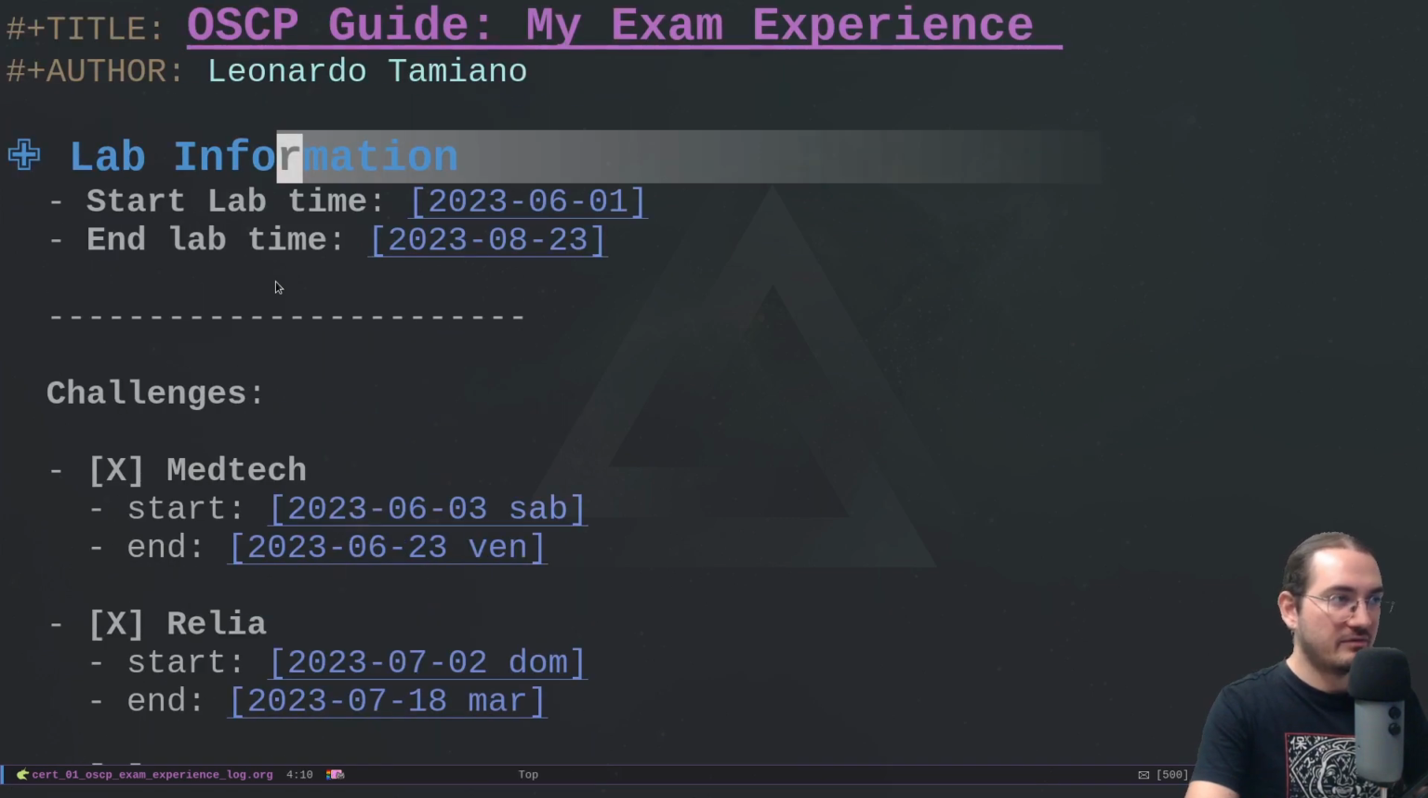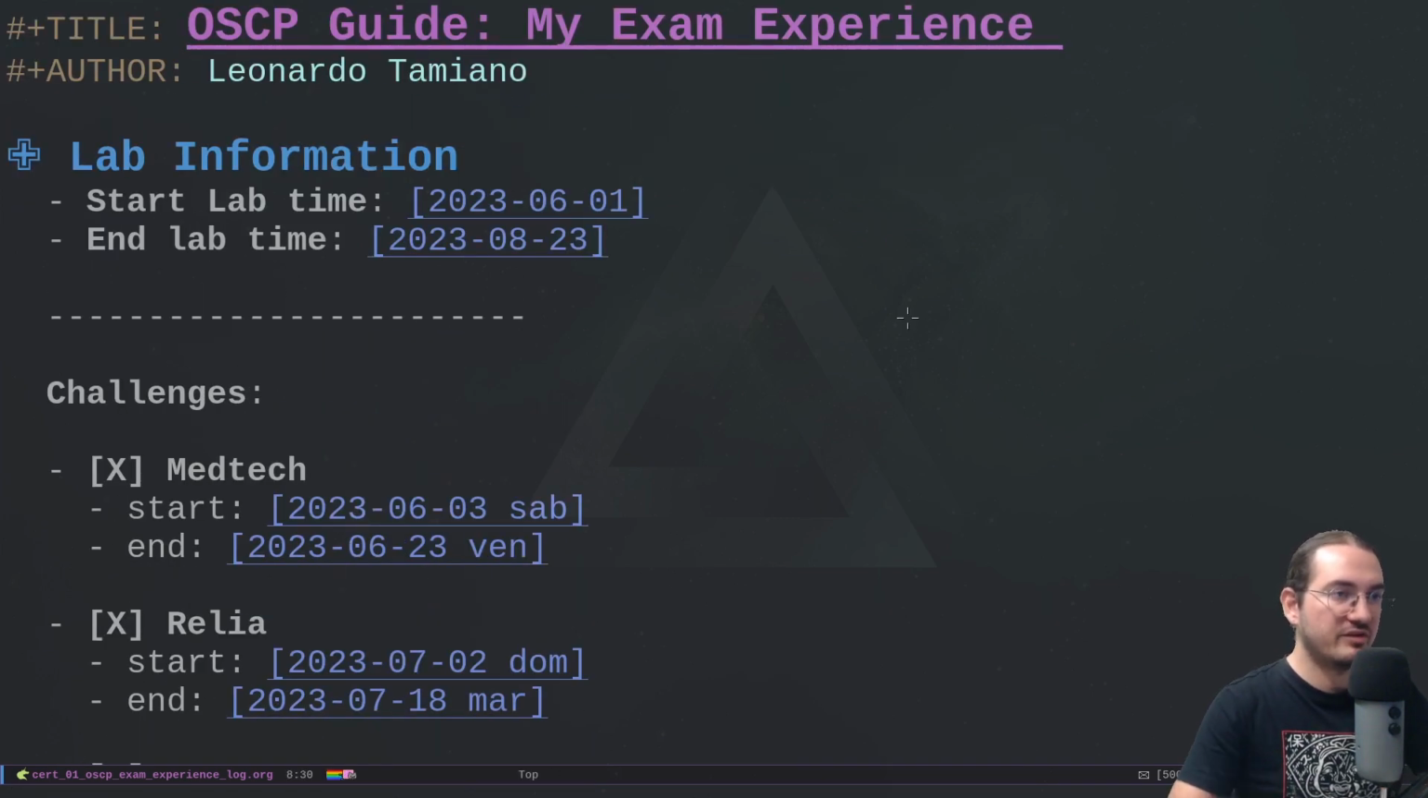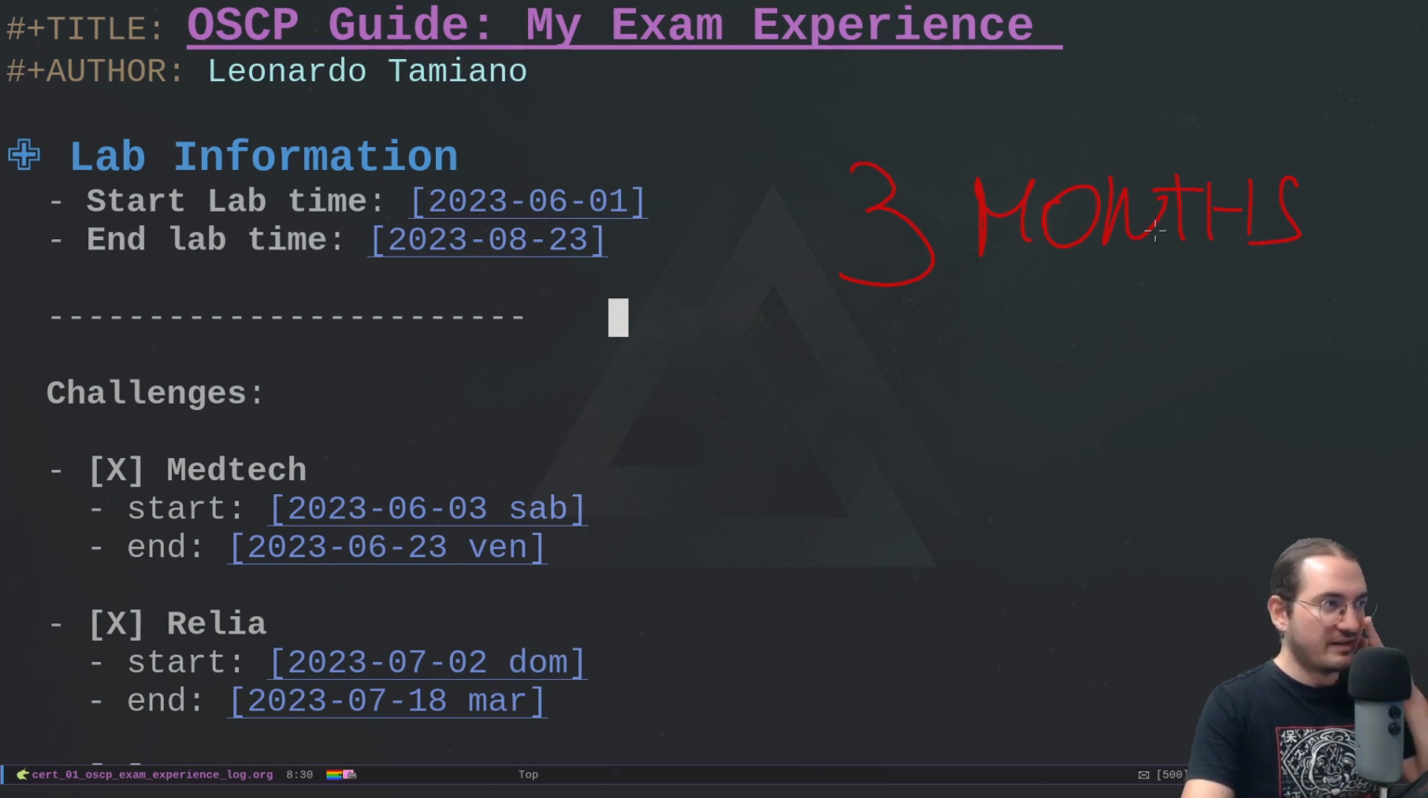With respect to the lab information, I bought the 3 months plan, so only 3 months of preparation for OSCP. Now, why did I do that? I did that because prior to taking these months, I already had some experience with penetration testing and CTFs in general. So I would say I had 2 to 3 years of prior experience.